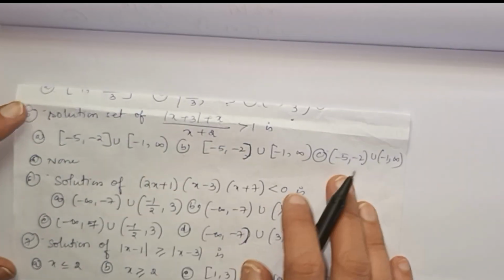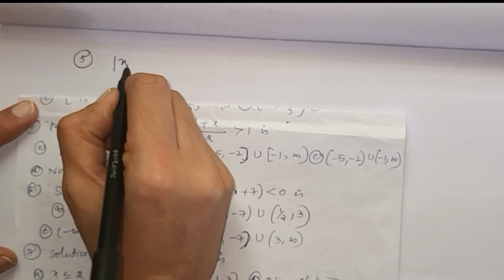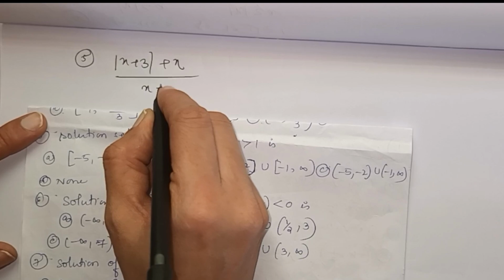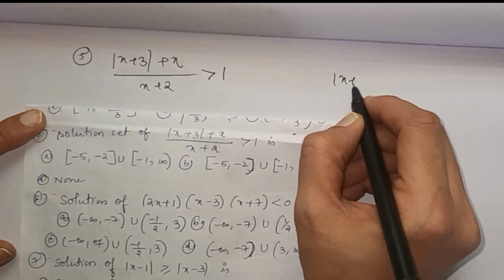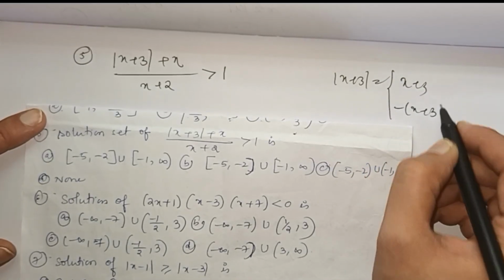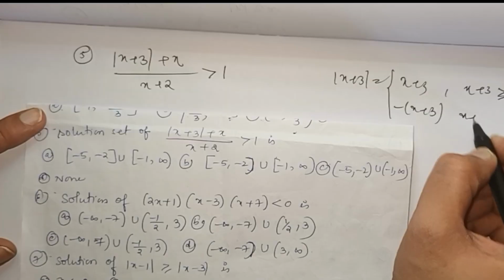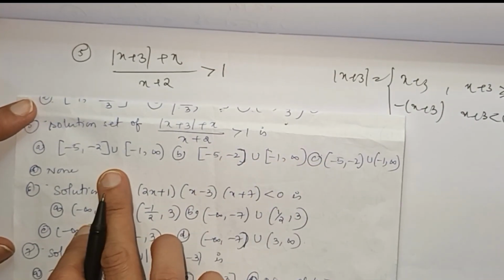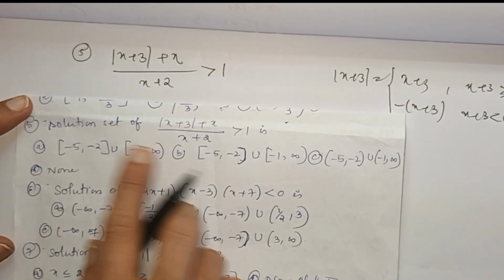See question number 5. Solution of this inequality: mod x plus 3, plus x divided by x plus 2, greater than 1. Either you can consider two cases of mod x plus 3: one is x plus 3 and the other is minus of x plus 3, when x plus 3 is greater than or equal to 0 and when x plus 3 is less than 0, then the simplification. Or else you can check with the options as well, because every option is in this form, either closed or open.